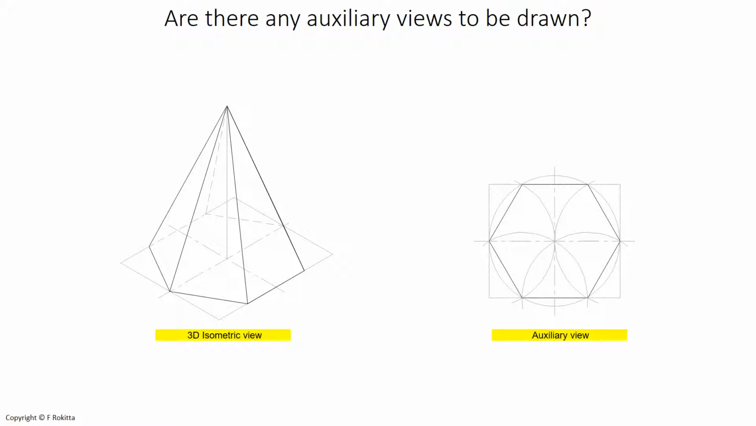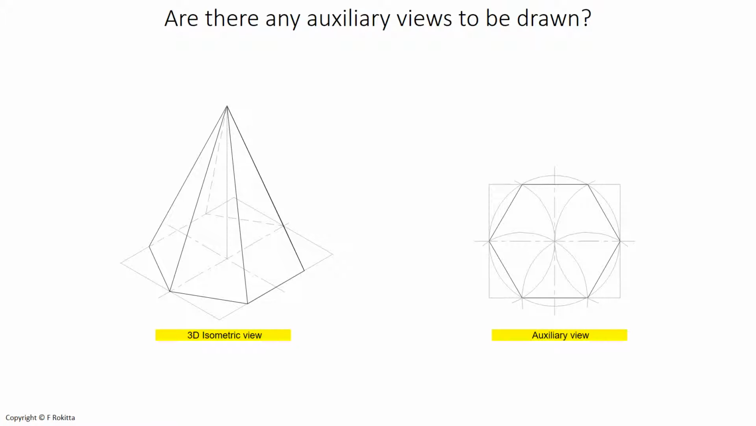Are there any auxiliary views to be drawn? On our left hand side, we see a 3D isometric view of a hexagonal pyramid. On the right hand side, we show the auxiliary view of the base of that hexagonal pyramid. You could not draw the isometric view of the hexagonal pyramid if you did not at first draw the auxiliary view of that pyramid. Therefore, in this case, an auxiliary view is necessary.